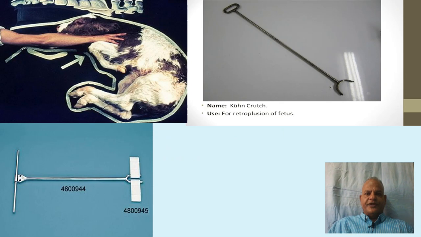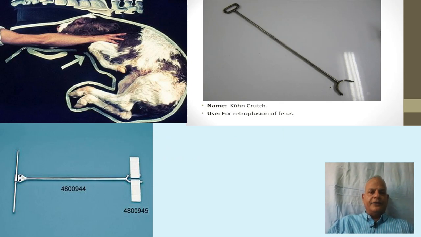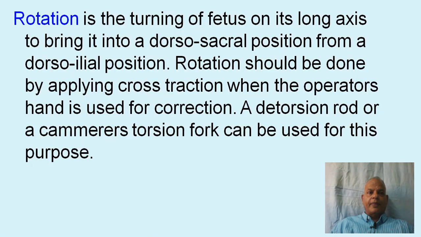So this is a Kunz crutch. This is how, in the first picture, you can see how your hand is used to push the fetus back into the birth canal, and then this is a Kunz crutch. In the second picture, a Kunz crutch is shown, and in the third picture below, the crutch repeller is shown. In the crutch repeller, you can put the legs of the fetus and then you can push back the fetus.